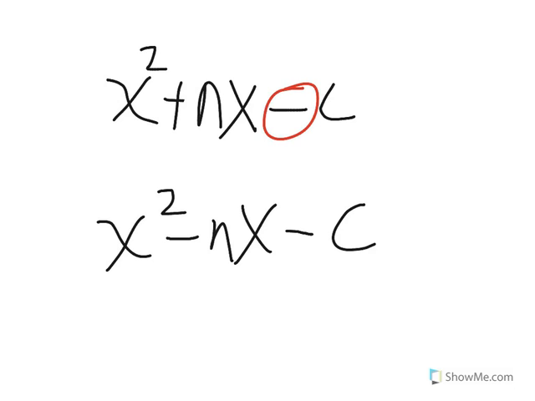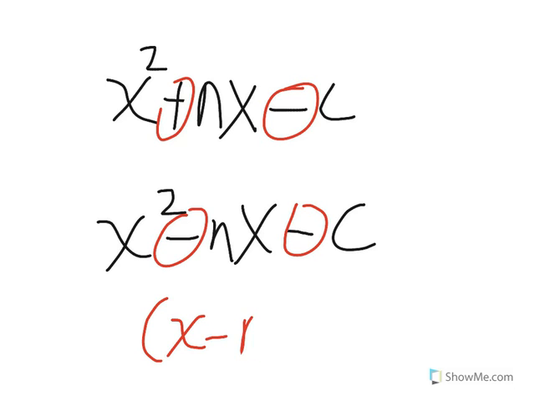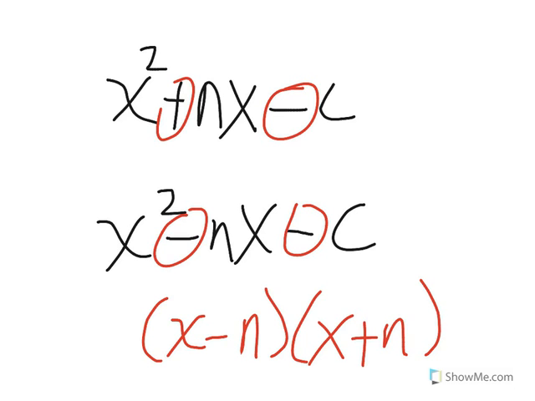If it has a minus sign on the end, it doesn't matter what those signs are, it's going to be x minus some number and x plus some number. So if it's a minus sign, because we multiply the last two numbers to get my c, it's going to be a negative times a positive to get there. Alright?